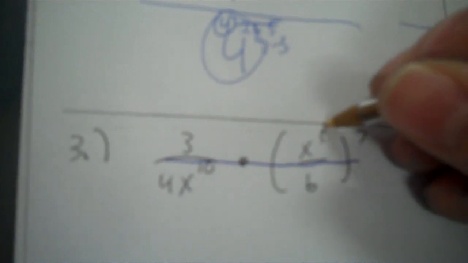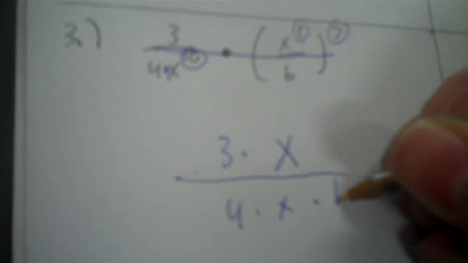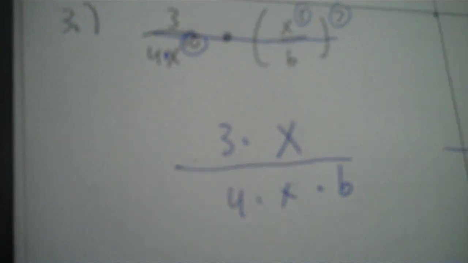Okay, number 3, if you have 2 fractions, no problem. You just combine it into 1. So you got a 3 times an x to the 3rd, then a 7th. And on bottom you got a 4 times an x to the 10th, and then a b. So we have 3 times x on top. And on bottom we have 4 times x times b. Okay, so I will be canceling the x's once I figure out their exponents.